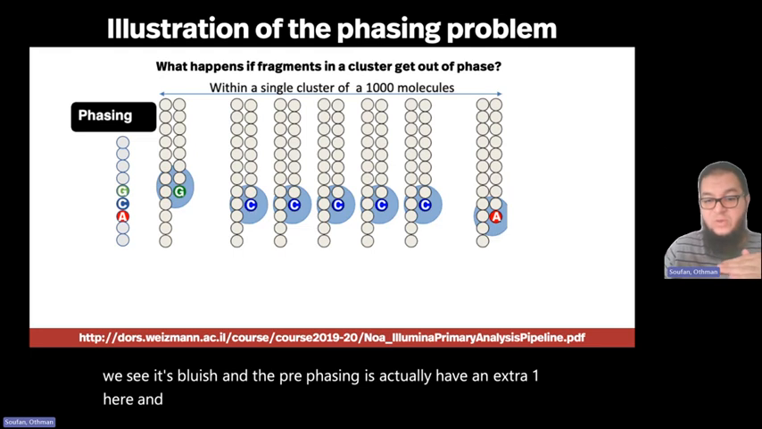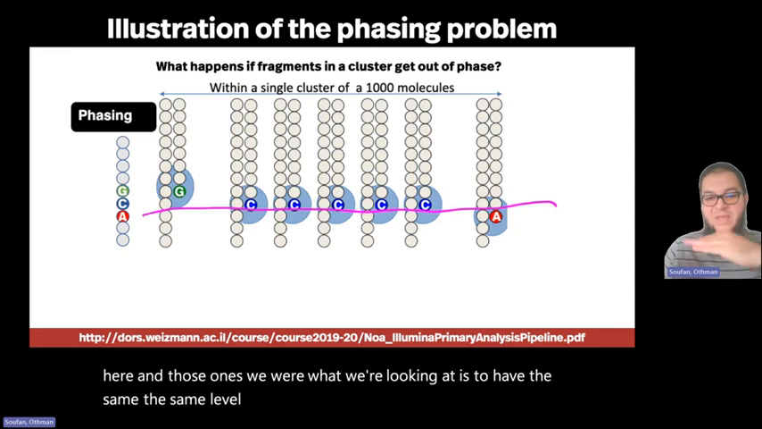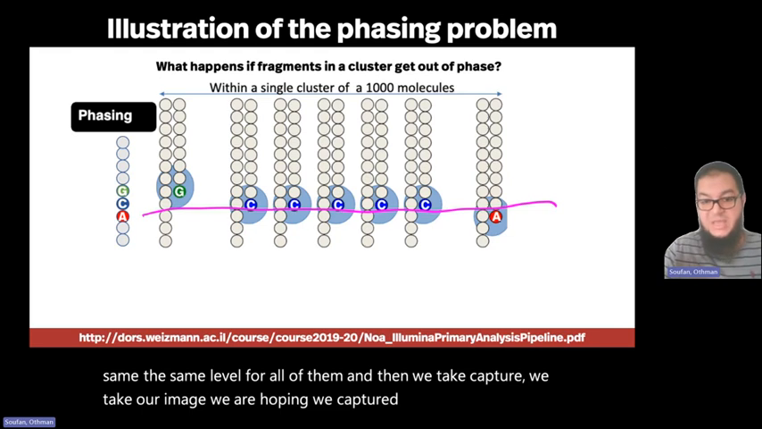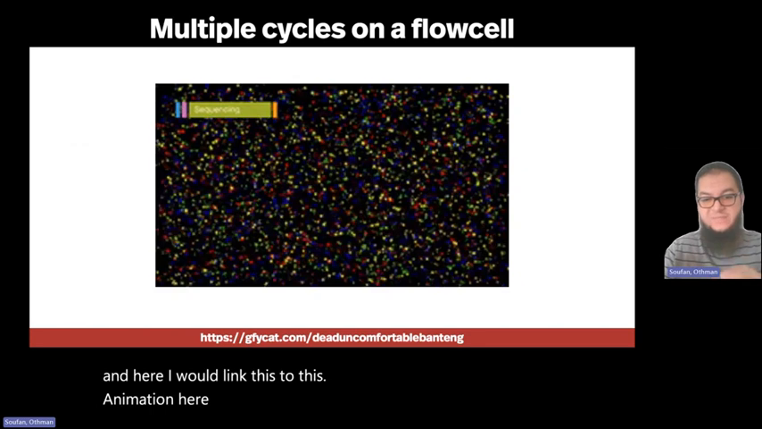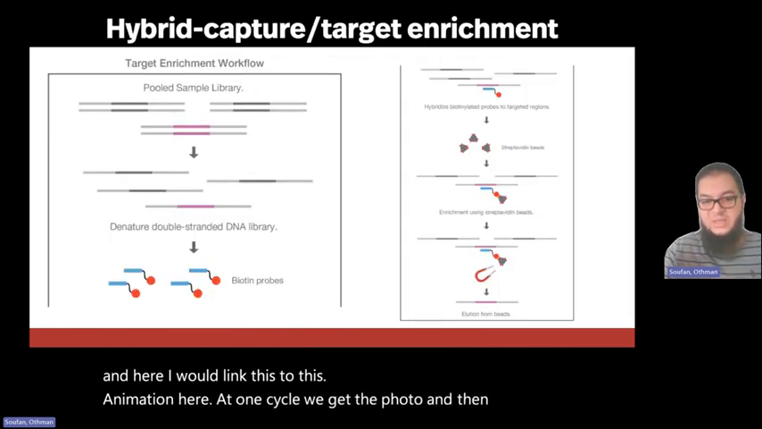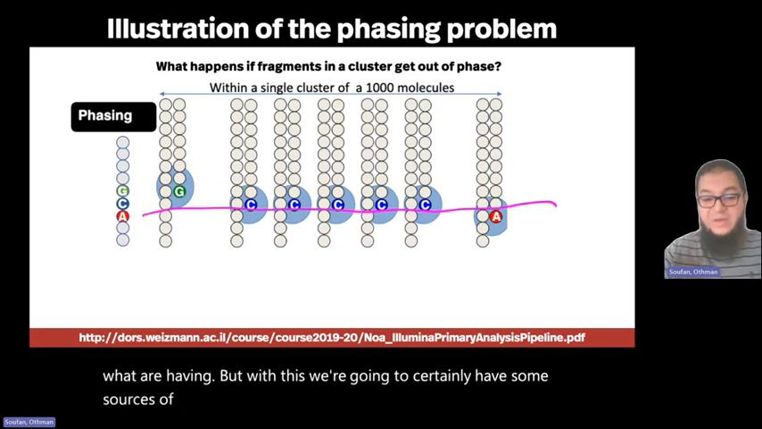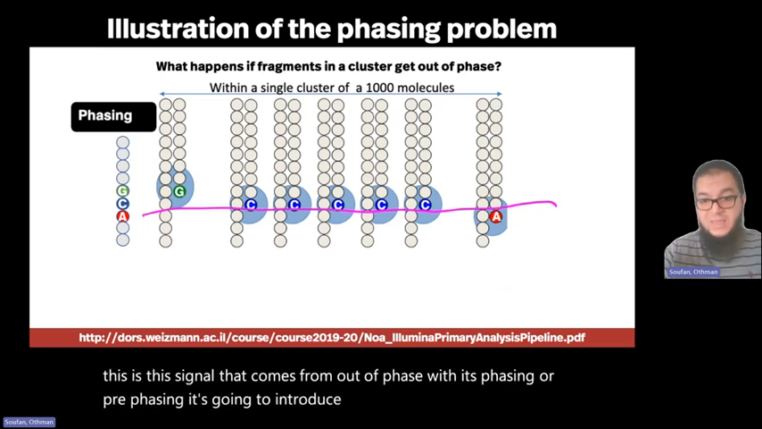And what we're looking at is to have the same level for all of them. Then we capture, we take our image, and we are hoping we capture the light differences. Here I would link this to this animation. At one cycle, we get the photo, and then we know what we are having. But with this, we're certainly going to have some sources of noise. However, there are ways to mitigate this, because the signal that comes from out of phase, whether it's phasing or pre-phasing, is going to introduce some noise, which is going to impact the outcome.